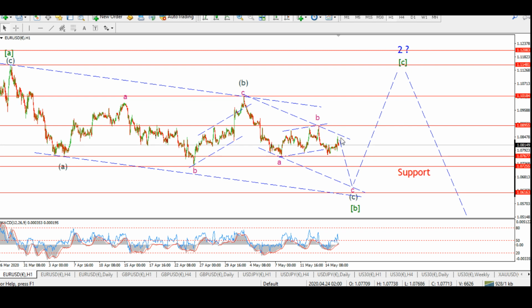So one more leg down in wave C, and then we rally in the higher degree wave C to complete wave 2. And then we fall forever and a day. Okay, euro dollar next week: one more leg lower, and then we rally in wave C.